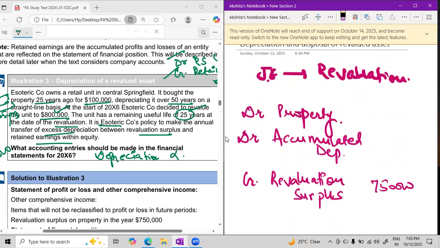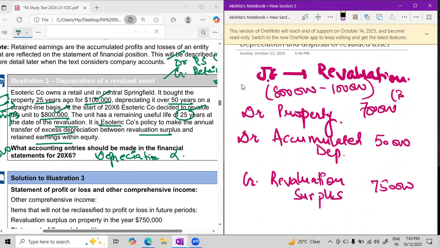Accumulated depreciation, I have just calculated 50,000, and property, it is revalued to 8 lakhs, and it was originally purchased for 1 lakh. So then the amount here would be 7 lakhs. Okay, you can also calculate it as a balancing figure. Okay, so this is the first entry which I have made.